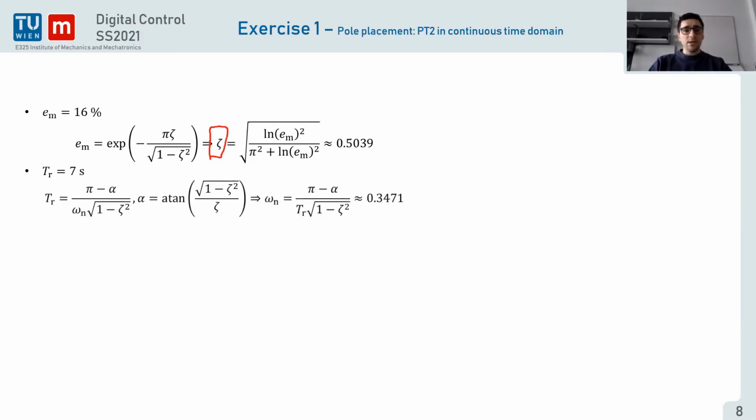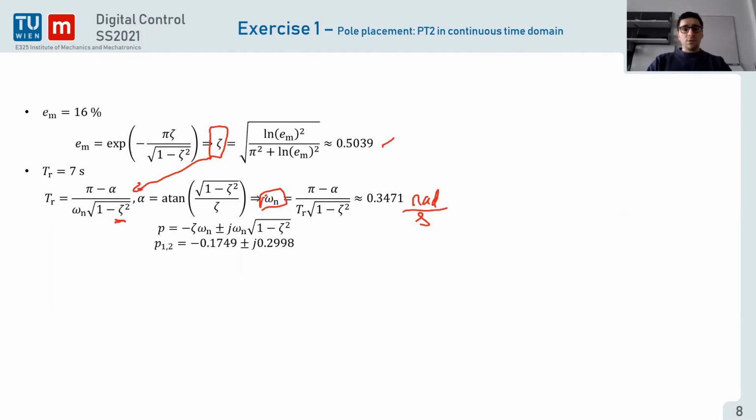And then we need to ensure that the rise time is 7 seconds. We already know the damping ratio from this formula. You also have the angle alpha that I've been talking about, which is only a function of the damping ratio. And you can come up with omega n, the natural frequency of the PT2 element we're designing, which is around 0.3. I forgot to mention, it's always radian per second. Here, there's no unit.